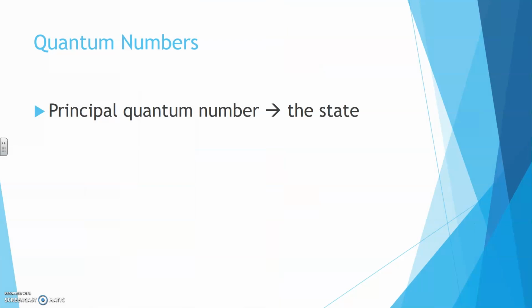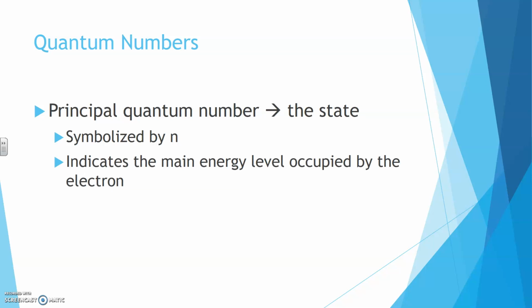So first up, we have the principal quantum number. So this is basically the state. Okay, it is symbolized by a lowercase n, and it indicates the energy level occupied by that electron. Okay, so this is basically what row the electron that we're talking about is in on the periodic table. What's the energy level? That can be a number between 1 and 7.